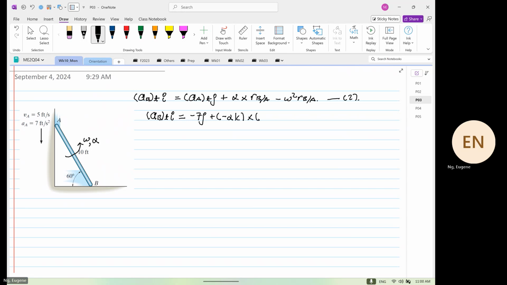cross R B, from point A. So this is our point A. So in terms of I, we have 10 cos 60. Point B.